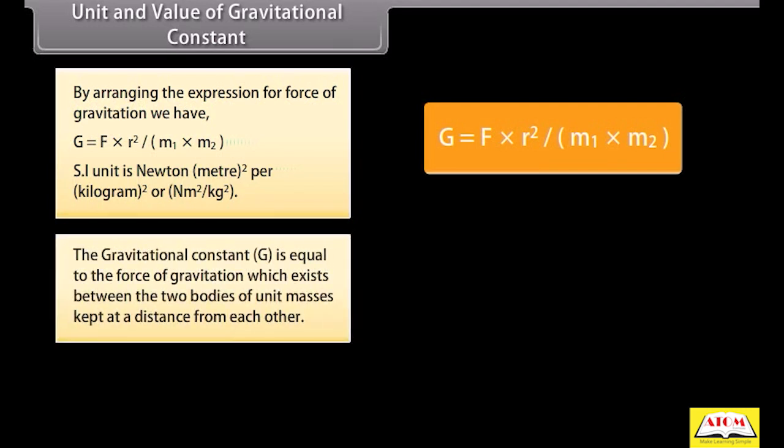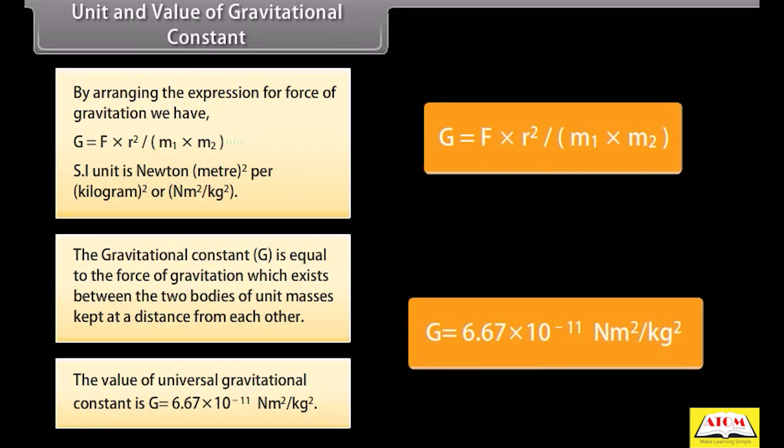The gravitational constant G is equal to the force of gravitation which exists between two bodies of unit masses kept at unit distance from each other. The value of universal gravitational constant is G is equal to 6.67 into 10 raised to the power minus 11 Newton meter square per kg square.